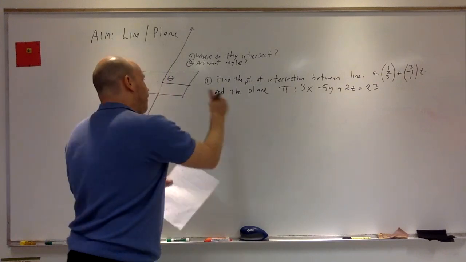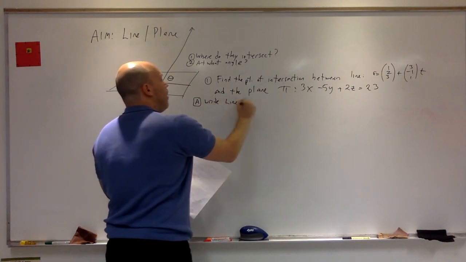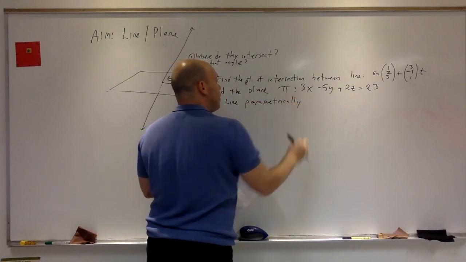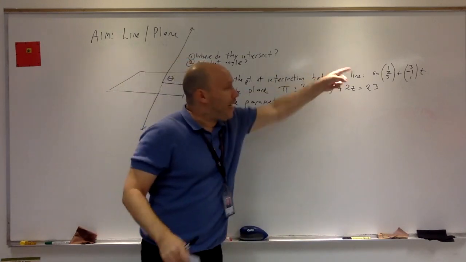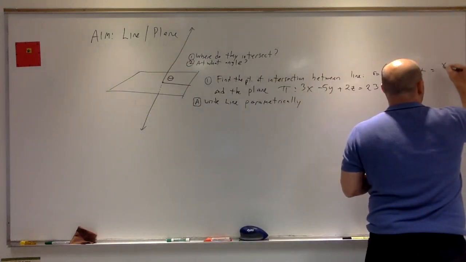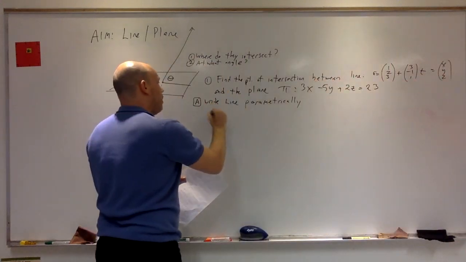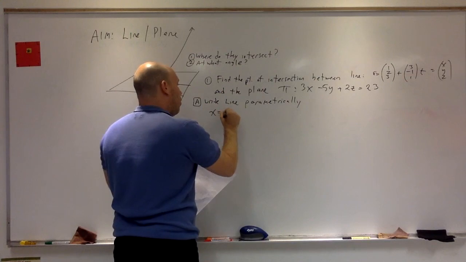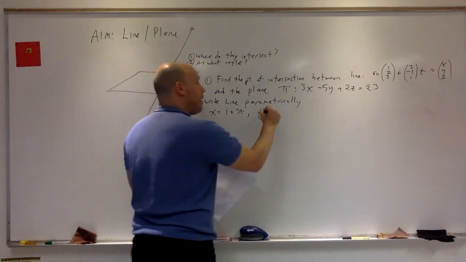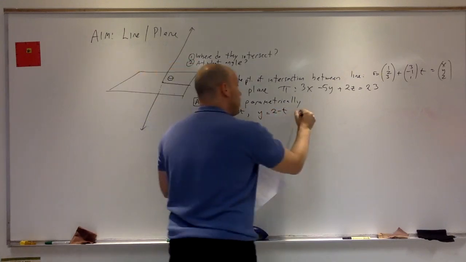Well, first, write the line parametrically. This is interesting. We're reintroducing the t. So we know that this is x, y, and z. We have our x is equal to 1 plus 3t. Our y is equal to 2 minus t. And our z is 3 plus t.